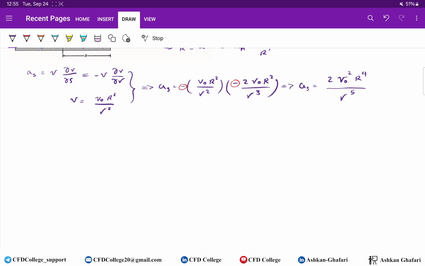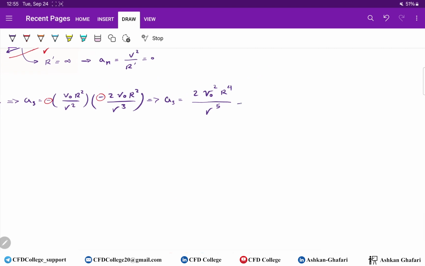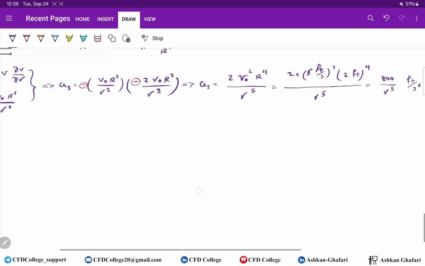Okay, now we can find at r equals 0.5. Let's determine this first. as equals 2 times v naught, which is 5 feet per second, times capital R, which is 2 feet to the power 4, divided by r to the power 5, equals 800 over r to the power 5 feet per second square.